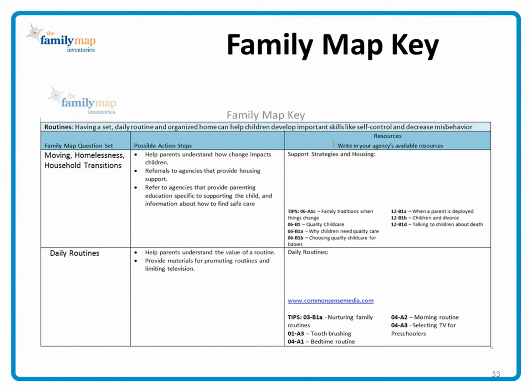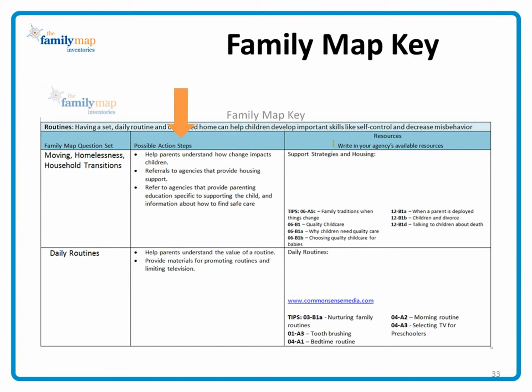Another resource that we give you in your program is called the Family Map Key. The Family Map Key serves like a resource directory that's specific to the family map. It's broken down into the 12 sections. So here we're looking at the routine section. And the routine section is defined and what we're asking about here. And then it's broken down into 3 columns. The first, it identifies each question set. Then some possible action steps.